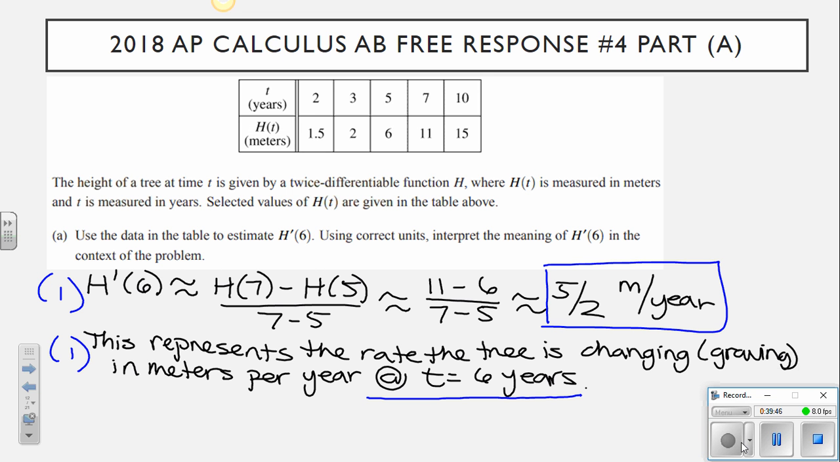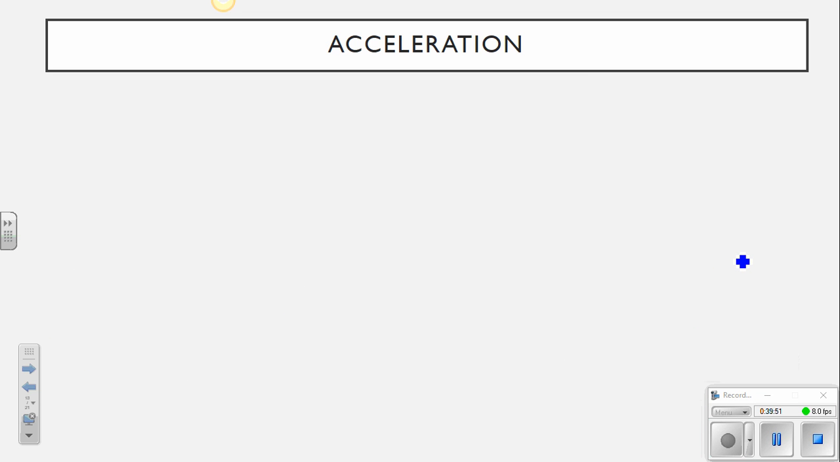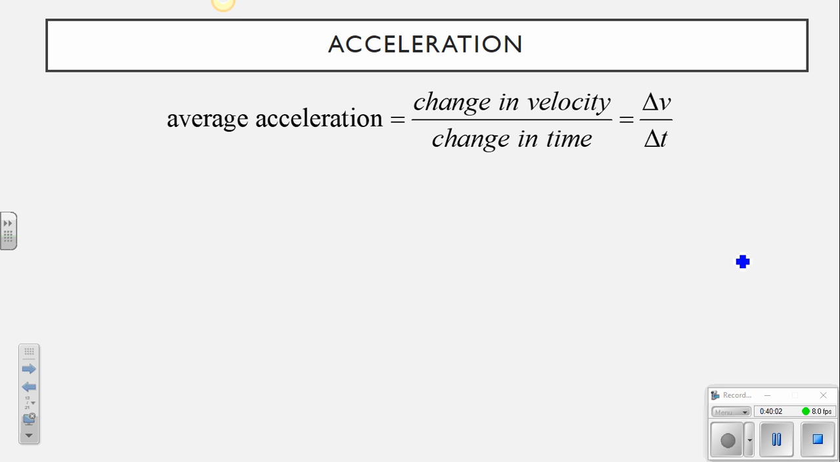All right, guys good? Next conversation we need to have is about acceleration. So we've talked about what two things so far? We talked about position and velocity. The last thing we're going to talk about is acceleration. The average acceleration, very similar to average velocity, is the change in velocity over the change in time. Instead of change in position over change in time, acceleration is the change in velocity over the change in time.